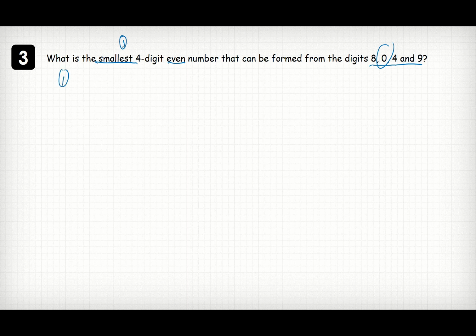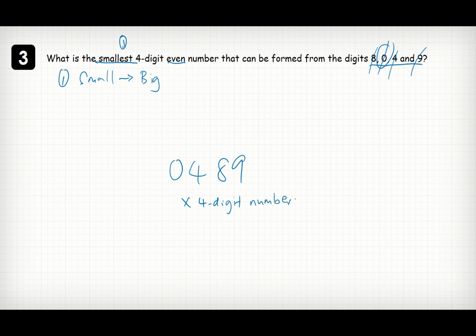Now, if I try to make the smallest 4-digit number using my strategy again of small to big, then you find that I'll be doing 0, 4, 8, and 9. But is this a 4-digit number? No, it's not a 4-digit number. If you have a 0 at the left-hand side, it is not taken into account. This is a 3-digit number. So that is not correct.